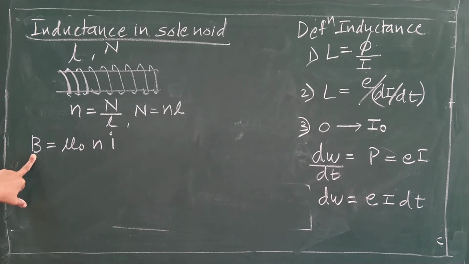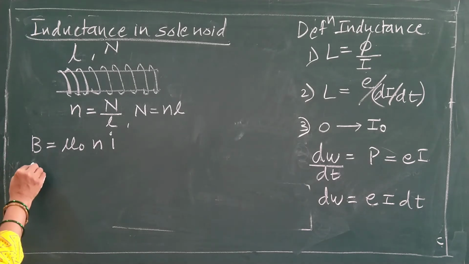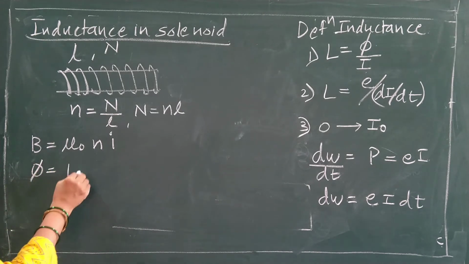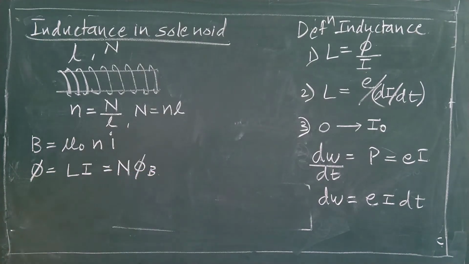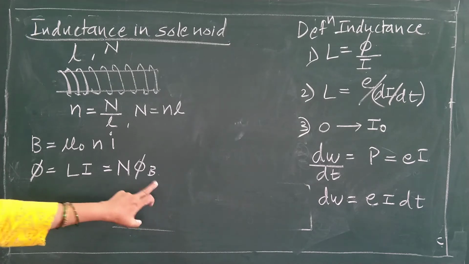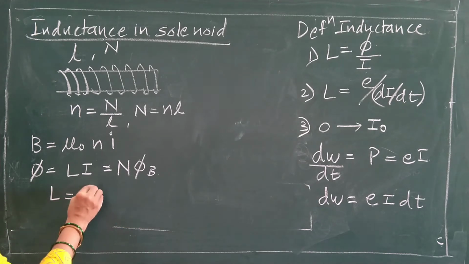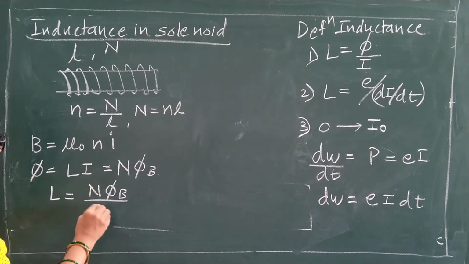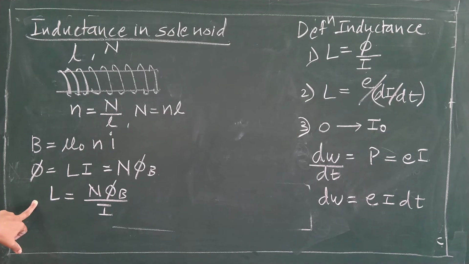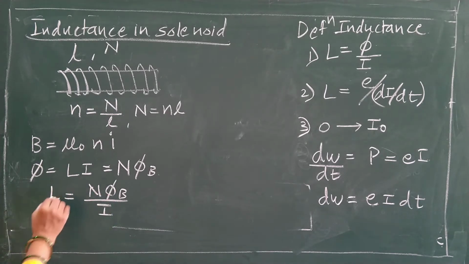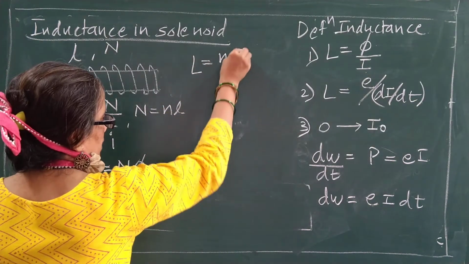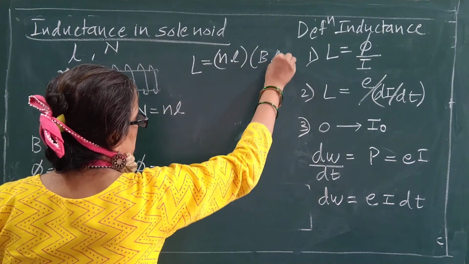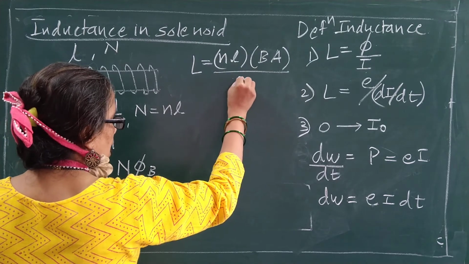While I can say that the magnetic flux produced, which is the total flux produced, is L i, which is equal to flux linkage, which is nothing but N phi. Phi is the total flux and phi B is the flux linkage. So what I can say is that this L can be written as N phi B upon I. This is nothing but the L. Now instead of this phi B, I can substitute the value. L can be written as, instead of this N, I can substitute n l. Instead of phi B, I can substitute B A upon this current I.